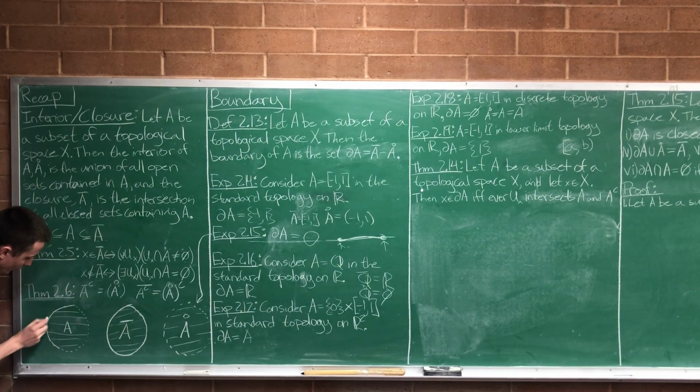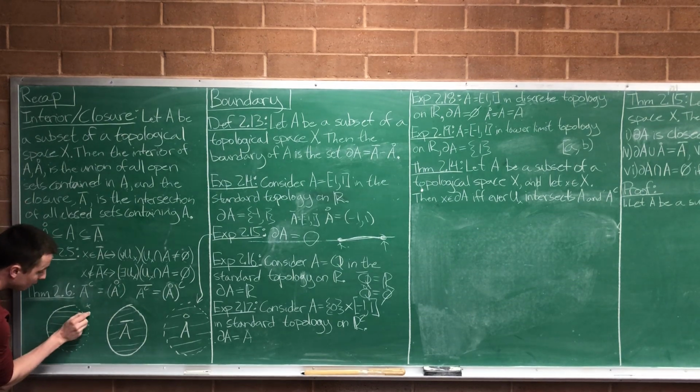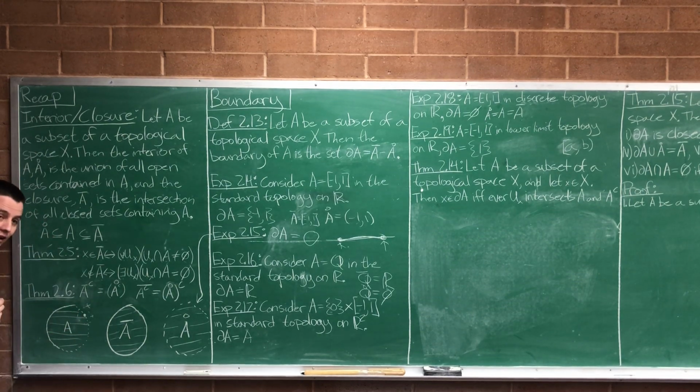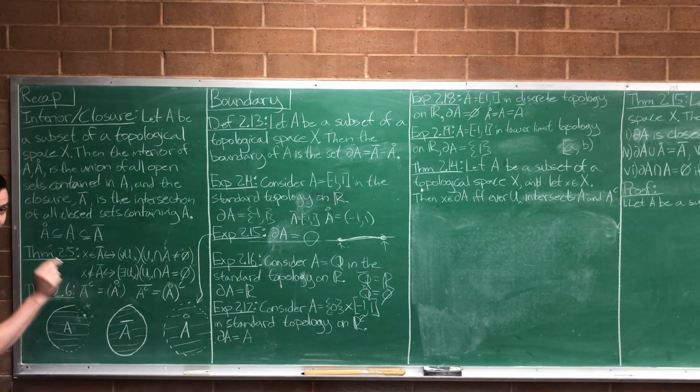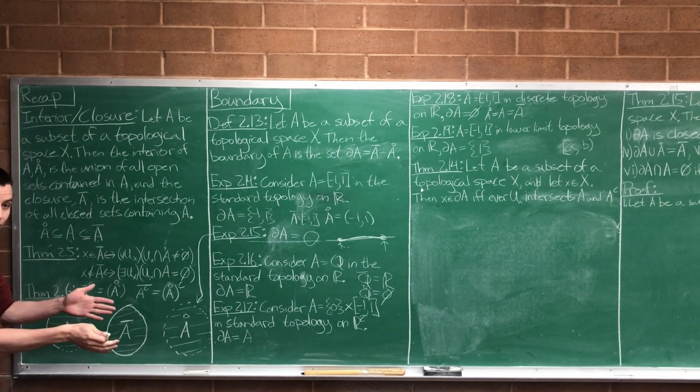Those are only points out here on the circle, like right here, right? There's a point X. We're saying X is in the boundary if and only if every open set I can make around X intersects A and intersects A complement. So it has points that are in A and it has points that are not in A. That's the only way it can be on the boundary.